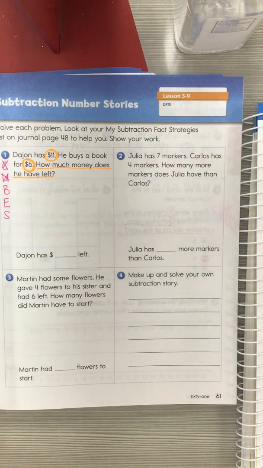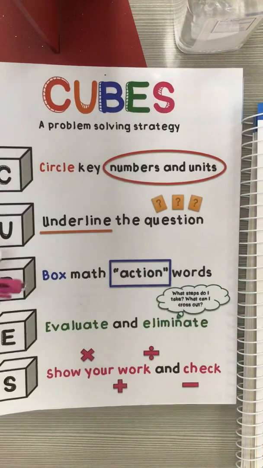Okay? Now, this is an opinion, but B might be the hardest step in cubes because step B is put a box around the math action words. What kind of math are we going to be doing is what step B says, okay? Step B is like, what words in the number story tell you that we're adding? Or what words tell you that we're subtracting? How do you know, oh, we should definitely subtract those numbers? Or how do you know, ooh, we should definitely add those numbers together? So this might be the hardest step of cubes, okay? That's why we practice it so much.